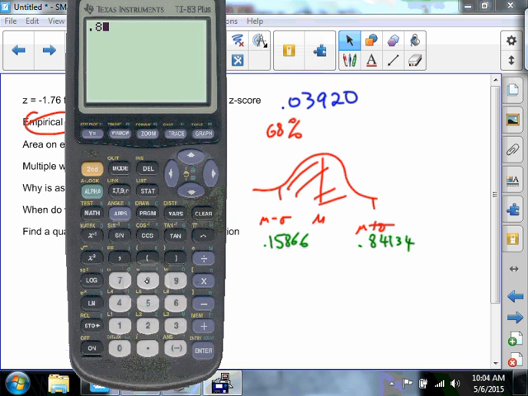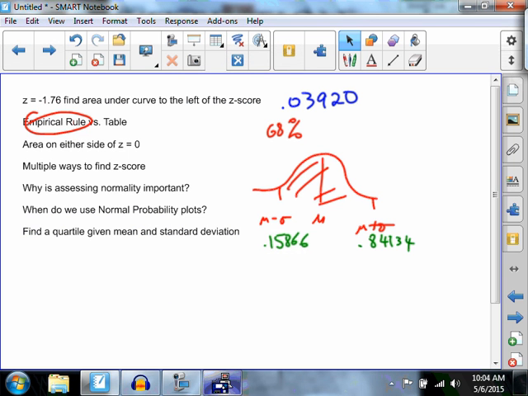The table is going to differ by a little bit. Not much, but it is going to differ. The table says it's 68.268%. Okay, so the table and the empirical rule say almost the same thing, but the percentages are a little bit different because of rounding and what have you. Okay.